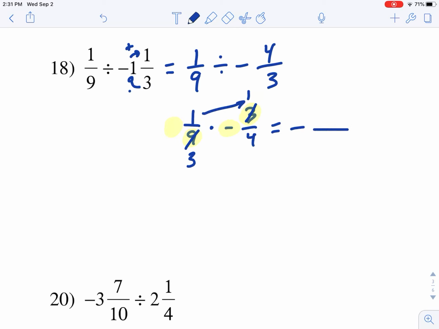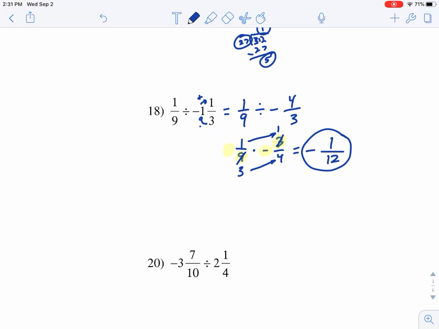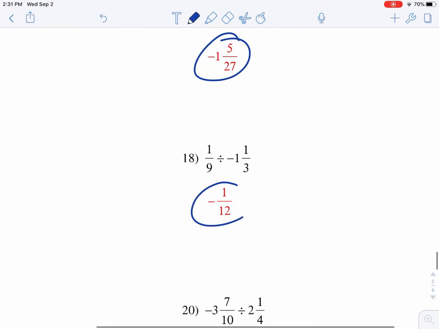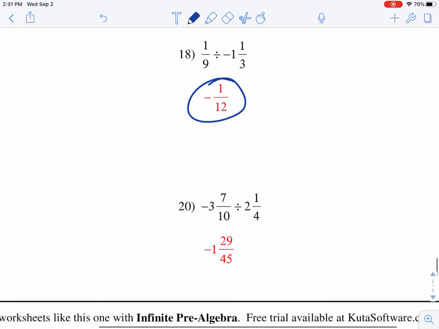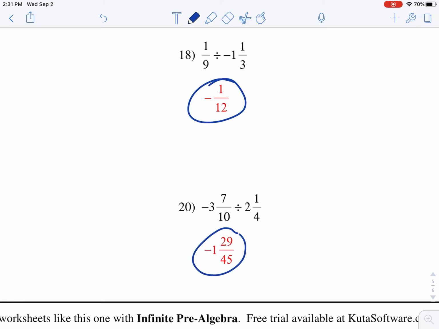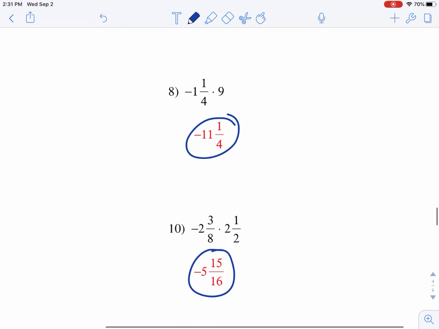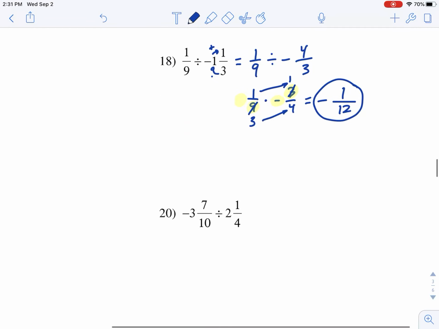Multiply top times top. 1 times 1 is 1. Bottom times bottom. 3 times 4 is 12. 1 and 12 cannot be reduced. You can't reduce a 1 with anything. And there's the answer, negative 1/12. We're up to our last problem. Let's just peek. All right, so my final answer is supposed to be negative 1 and 29/45. We'll try and keep that in our short-term memory as we go through here.